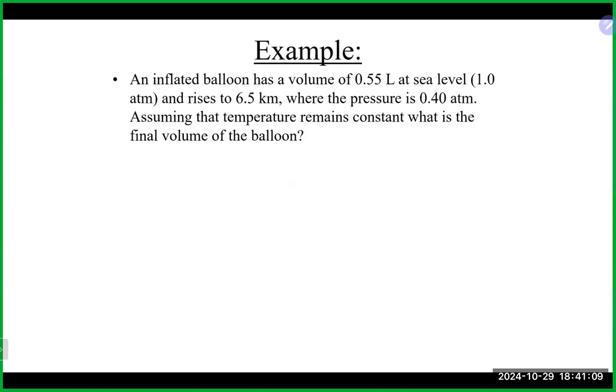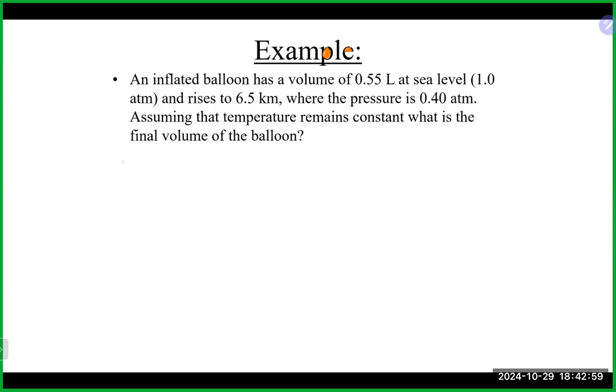All right, let's try another one here, perhaps. An inflated balloon has a volume of 0.55 liters at sea level, which is 1 atmosphere. It rises to 6.5 kilometers, where the pressure is 0.4. Assuming the temperature remains constant, what is the final volume of the balloon?